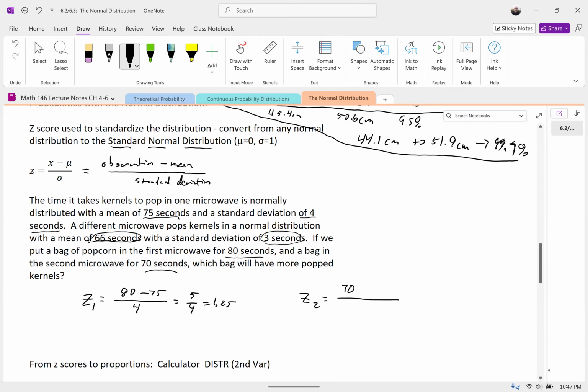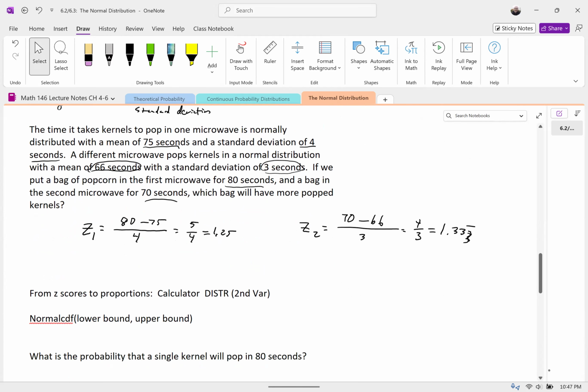Our second one, we're going to run for 70 seconds because its mean is only 66 seconds and the standard deviation is 3. So that's a difference of 4 seconds, divided by the 3 seconds, 4/3. So it'd be 1.33 standard deviations above the mean. So we're running the second microwave a little bit longer relative to its distribution. So we should get more popcorn out of that second distribution.